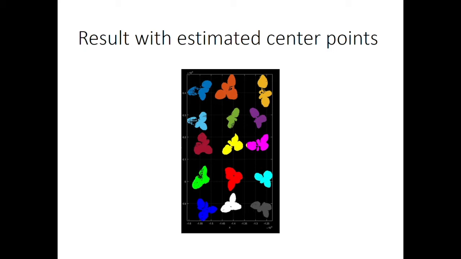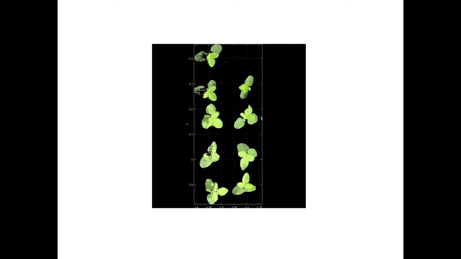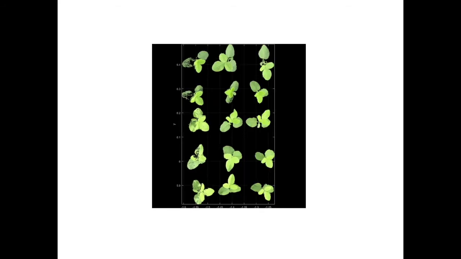This is the result of a single plant after processing. This is the result of a set of plants. We change the color of every plant to make it easier for people to see clearly. This is the GIF of our result.